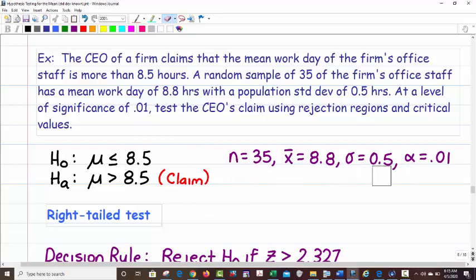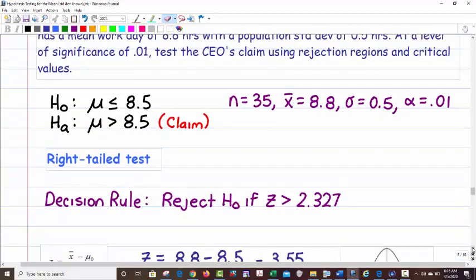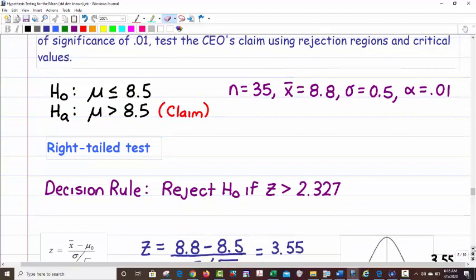All right, here's all the pertinent sample data from the problem. Sample size 35, we had an average mean workday of 8.8 hours with a standard deviation of 0.5, and alpha was 0.01 level of significance. So we're going to do this problem using this method. So here's our decision rule. Because it's right-tailed, it's going to start out as reject the H0 if z is greater than some value.